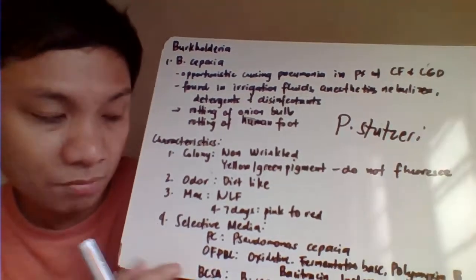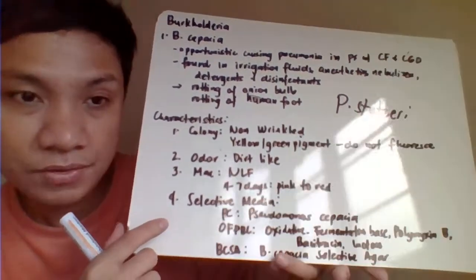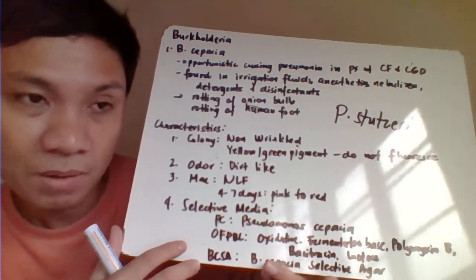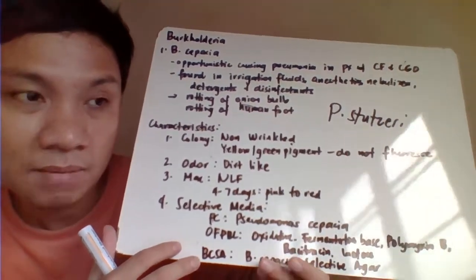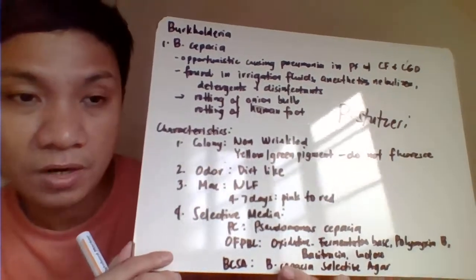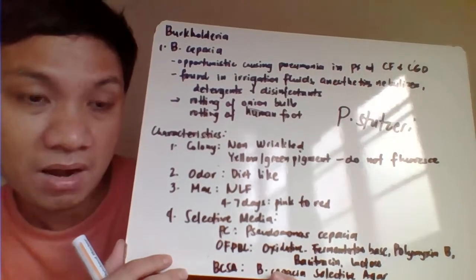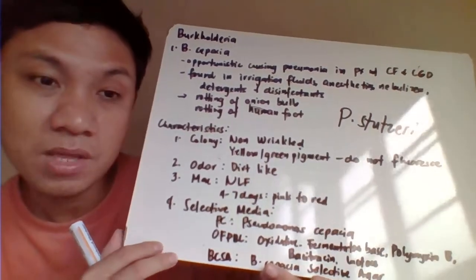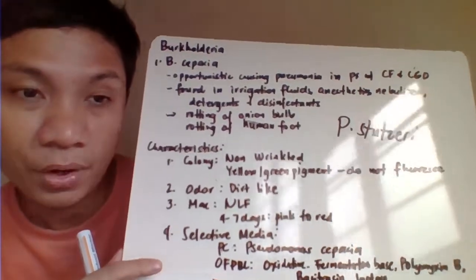Okay, we have here selective media for your Burkholderia cepacia. So first one, Pseudomonas cepacia agar. You could also have oxidative fermentative base, polymyxin, lactose, and bacitracin. Another one, we have your BCSA, which is your Burkholderia cepacia selective agar. So this would be a really selective na culture media for allowing the growth and isolation of your Burkholderia cepacia.